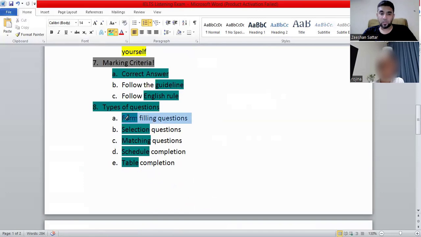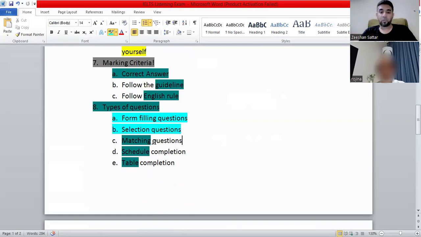The first question is known as the form filling question. The form filling question is a question in which one person asks and the second person answers. Number 2, selection question. You are given multiple answers, and out of these, a few will be the correct answers, and you have to pick the correct ones out of the total.